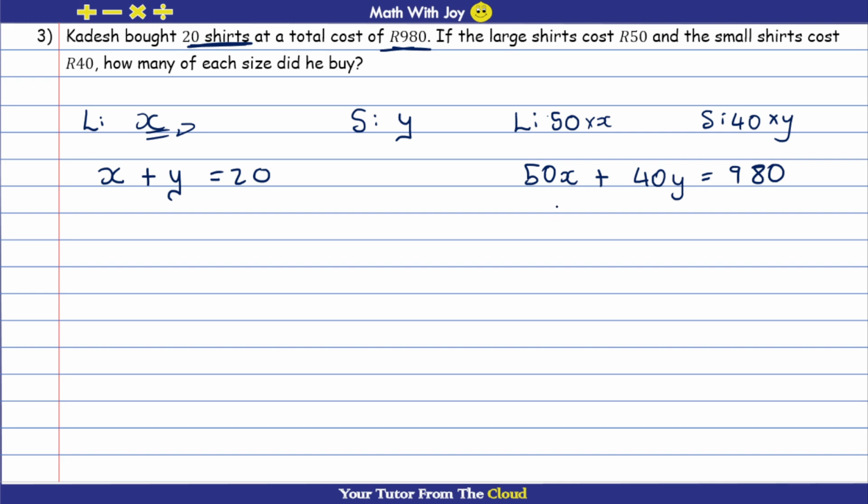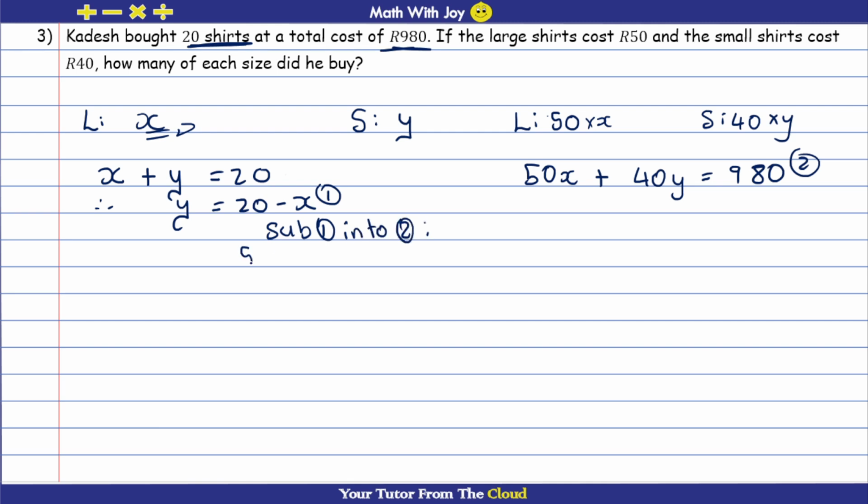I prefer to use substitution here as well, so I'm just going to take the X to the other side. So therefore I have Y equals 20 minus X, and I'll make this equation 1, we'll make this equation 2, and we'll say that we want to substitute 1 into 2.